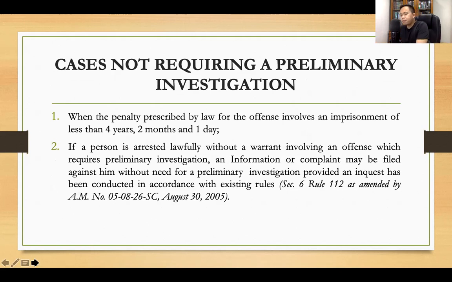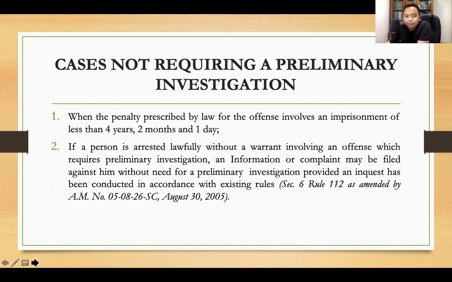Now, what are the cases which do not require preliminary investigation? No? Number one, when the penalty prescribed by law for the offense involves an imprisonment of less than 4 years, 2 months, and 1 day. We have said this, no? If the penalty of imprisonment imposable is less than 4 years, 2 months, and 1 day, meaning 4 years and 2 months and below, these do not require preliminary investigation.